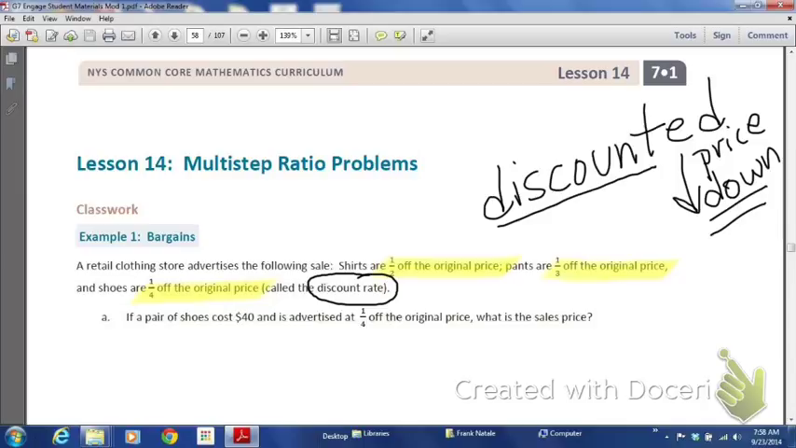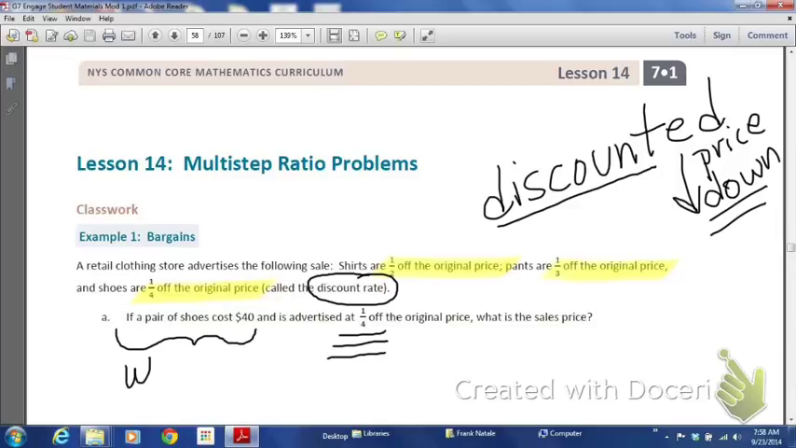Now with this problem, I'm not quite sure why they gave you all that information, because we're only going to actually be using the shoe discount. Okay, so here we go. Here's our problem. If a pair of shoes cost $40 and is advertised at 1/4 off the original price, what is the sale price? Now we're going to look at a few pieces of this problem. If a pair of shoes costs $40, okay.